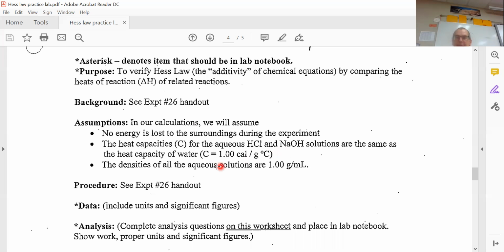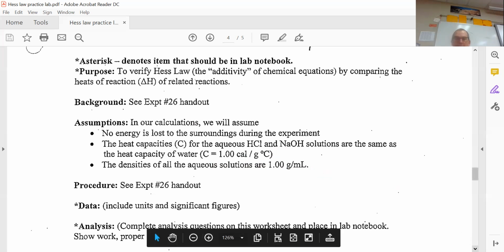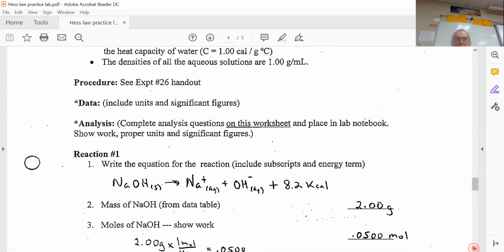And we're going to assume these densities are going to be 1 gram per milliliter. They're close. They're a little bit thicker than water, so they'd probably actually be a little bit higher, but those are the assumptions we're going to use. Okay, so let's look at this.